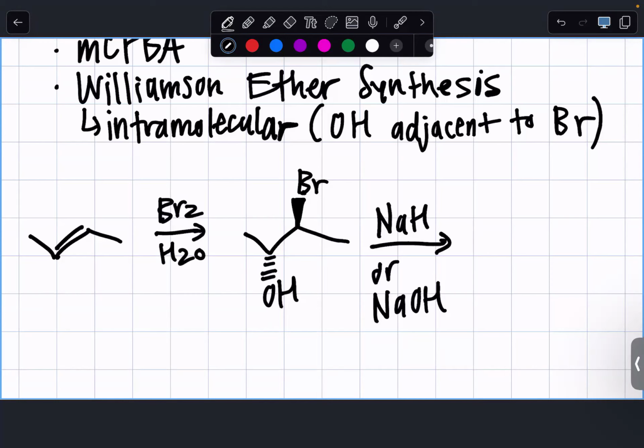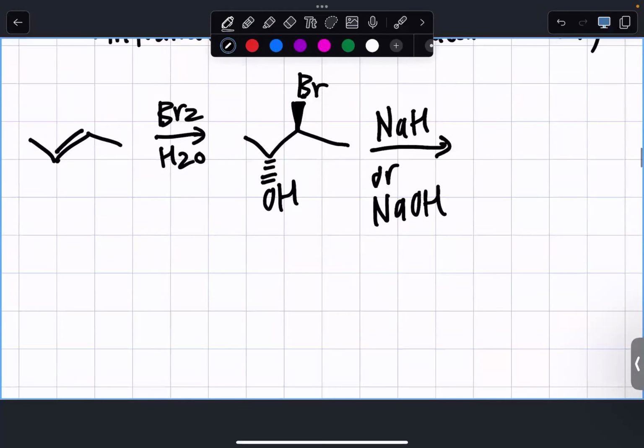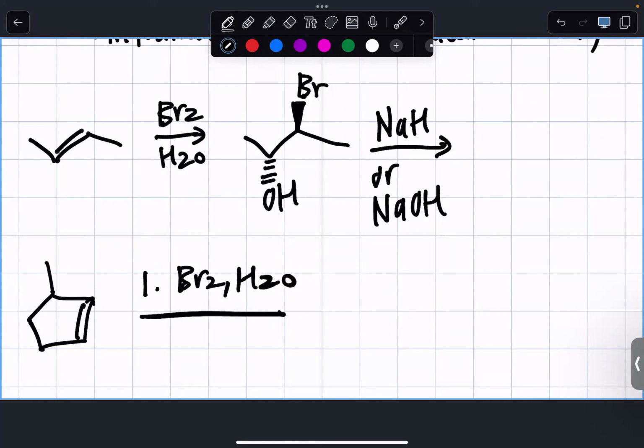Right? I saw this on the midterm for last quarter, so this might show up on the midterm. Like you use Br2 in water, which is the new reaction you learned. It was a predicted product problem, where it showed up like this right here: 1. Br2, water, and then 2. NaH, DMSO.